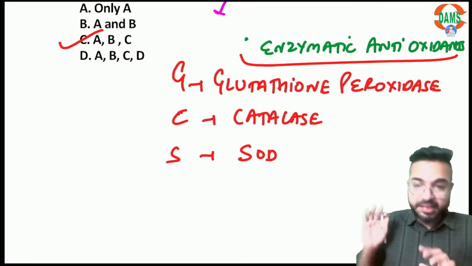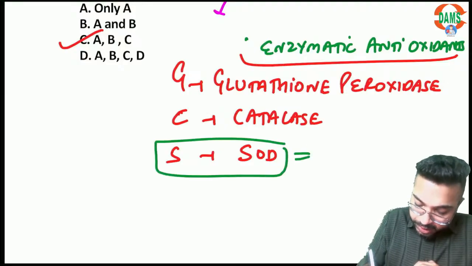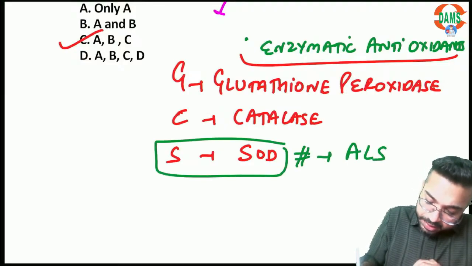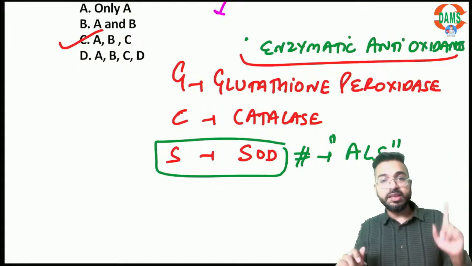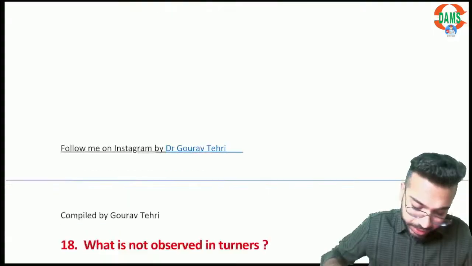And this was our GCS, Glasgow Coma Scale. This was a mnemonic. And superoxide dismutase mutation leads to which disease? Amyotrophic lateral sclerosis. This also we discussed. Superoxide dismutase loss will lead to amyotrophic lateral sclerosis.